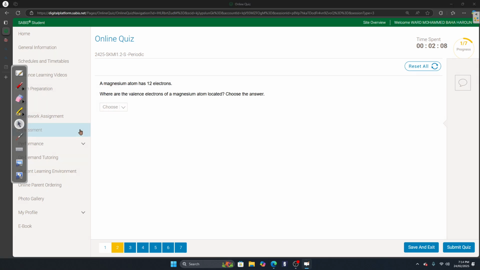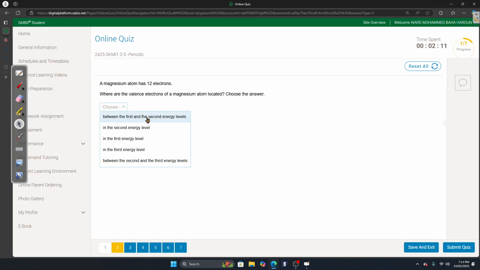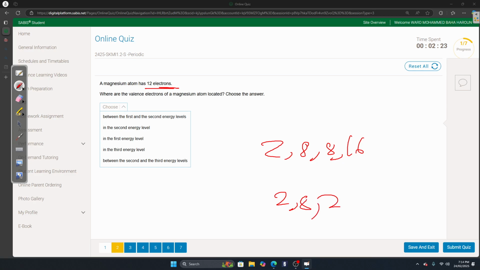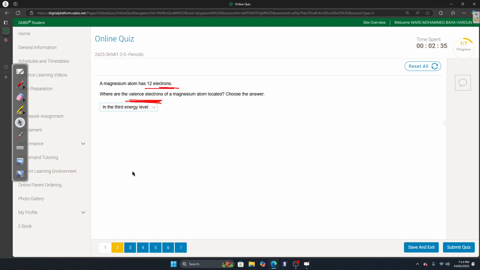We explained it. It's found in the last. And since the original is 2, 8, 8, 16, 12 electrons doesn't have enough to fill up everything. It only has enough to fill up 3, and not fully. If you want to find the valence electrons, it's in the last one. So it's found in the third one in this case, because there's 3 only.